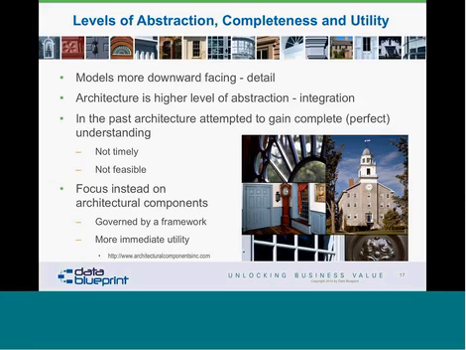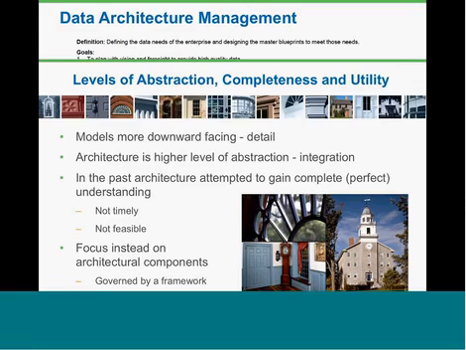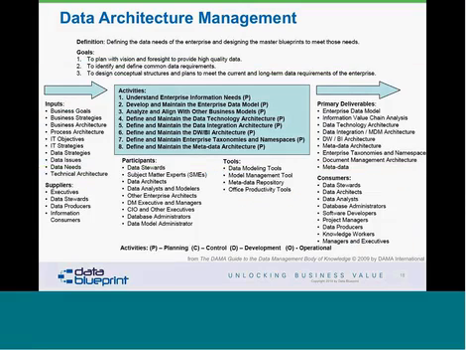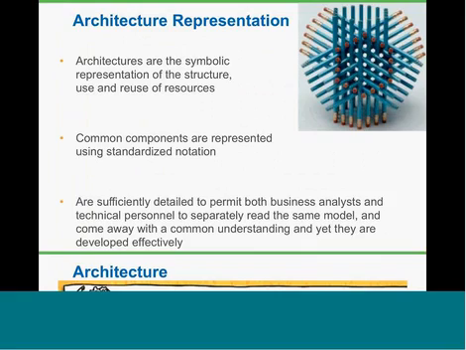So in the past, we've had architecture that's attempted to get a perfect understanding. We now realize that it's not timely and it's certainly not feasible, but instead what we need to do is focus on the arrangement of the architectural frameworks, the architectural components that are governed by a framework in here. This gives us more immediate utility. So the DMBOK shows that this data management, architecture management practice area has a series of inputs, activities, and outputs. Again, I'm not going to go through this diagram with you. Much of this is reference material for you, but there's an entire chapter in the DMBOK that shows about these things.